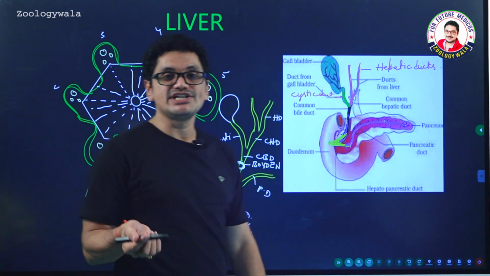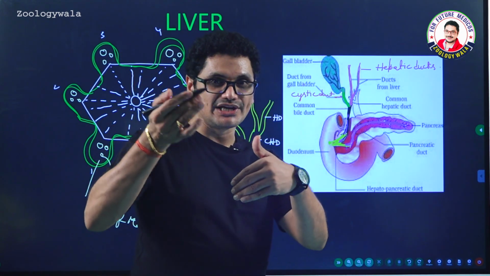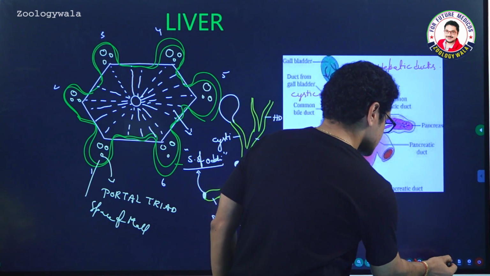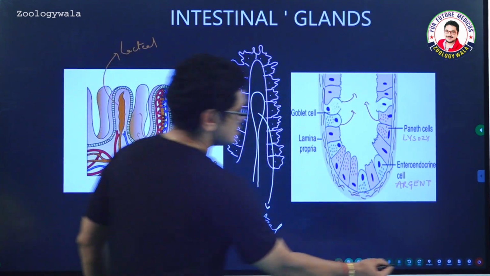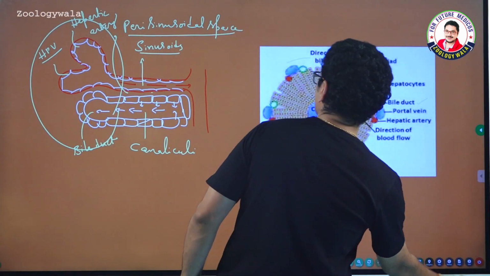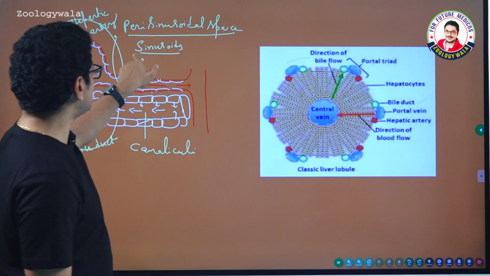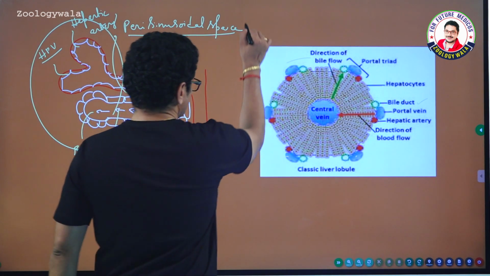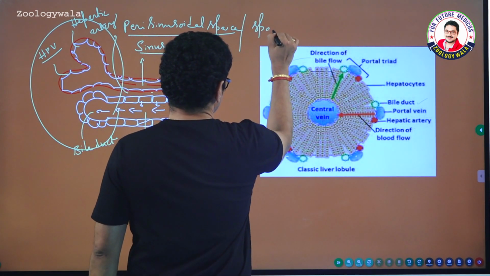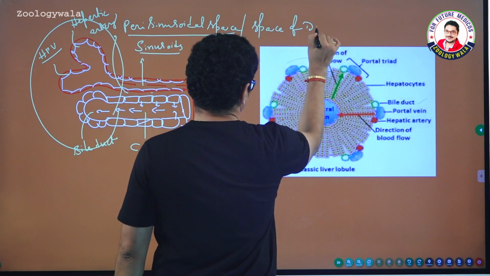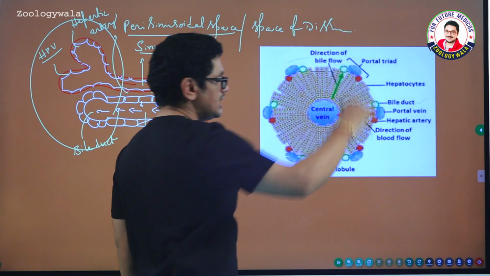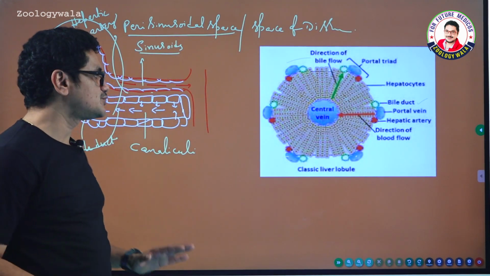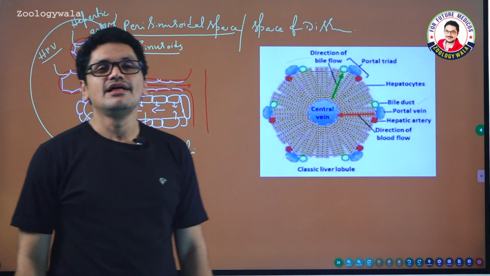And what is the space of Disse? The perisinusoidal space, sinusoids. So this one is the sinusoidal space, and the perisinusoidal space is the space of Disse, and the other is the space of Mall. They are the two important spaces present in the liver.